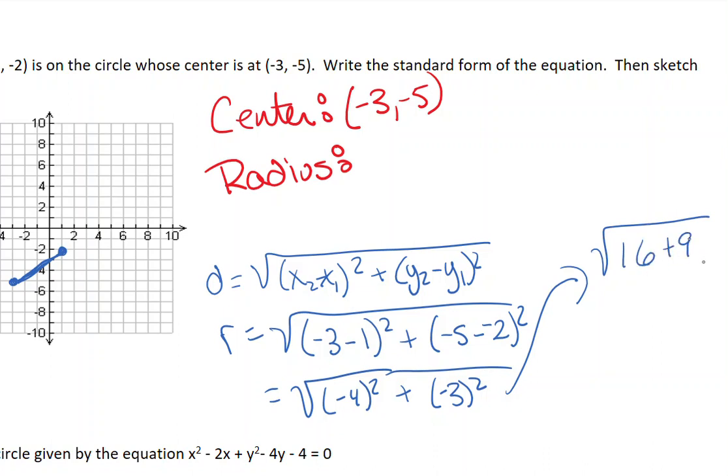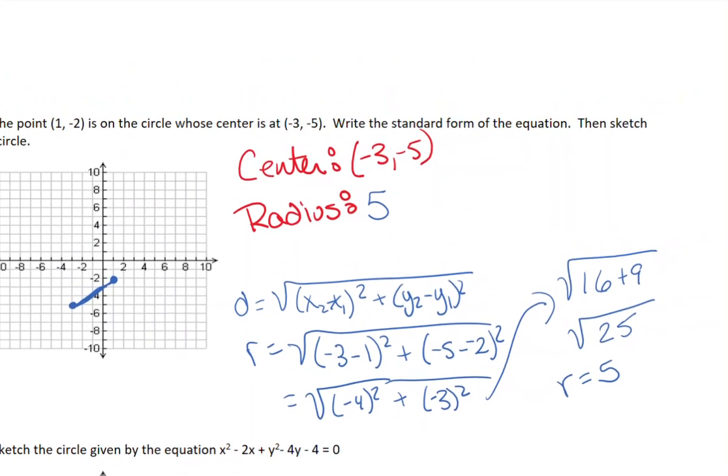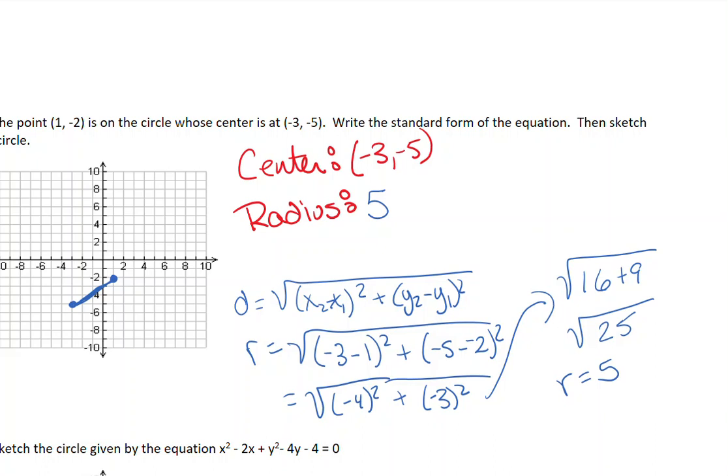I can't take the square root of each of these. Remember that, guys, order of operations. So it's square root of 25, which is 5. So my radius is 5. Again, I find that just by the distance. If I have the center and if I have the radius, you are set to go.